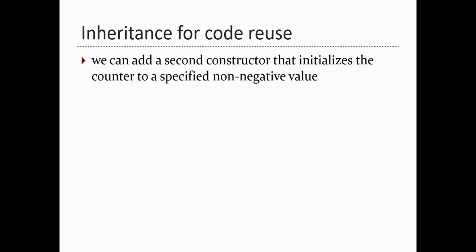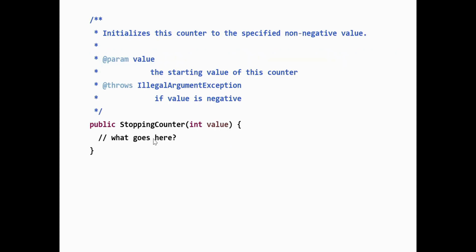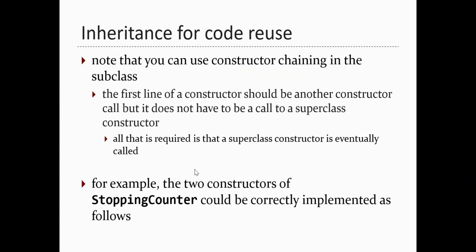Okay, so I can add a second constructor that initializes the counter to a specified non-negative value. So I can create a stopping counter constructor that sets it to that value. So what goes here? Well, lots of things can go here. I can call the superclass no argument constructor, or I can call the superclass constructor that sets the value to this value. Or I can just write this value equals value. They're all legal and potentially correct. But you can actually do a fourth thing. You can use constructor chaining in this example.